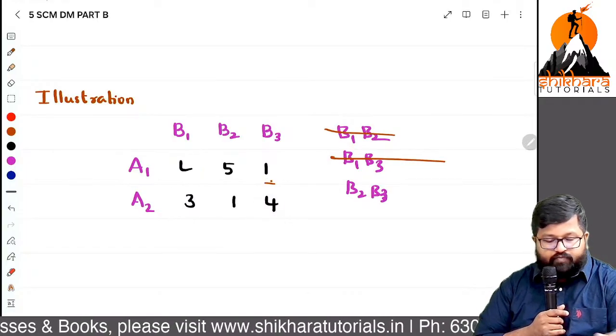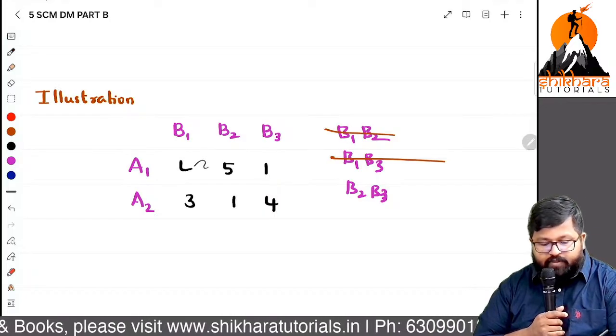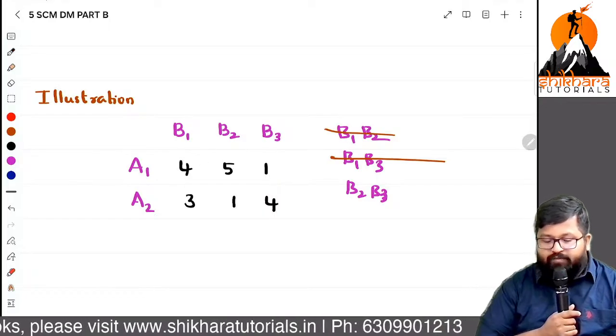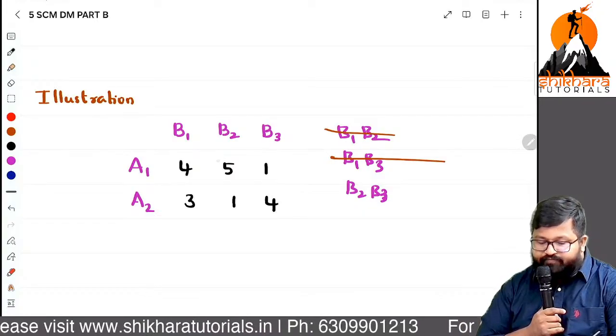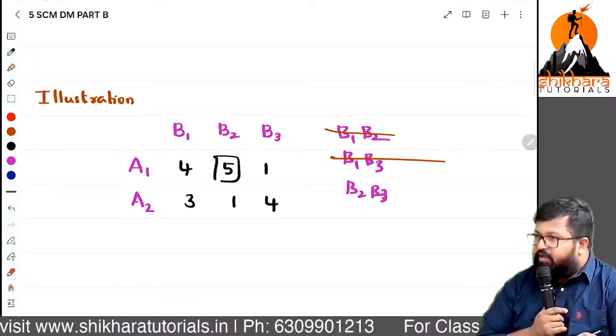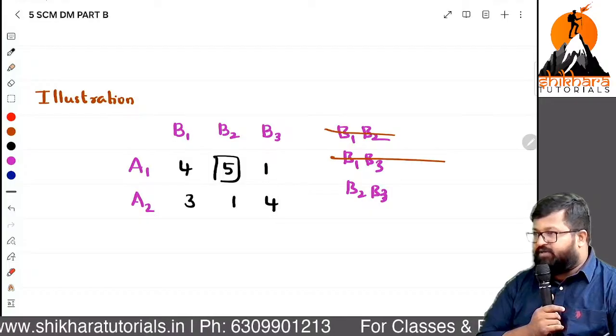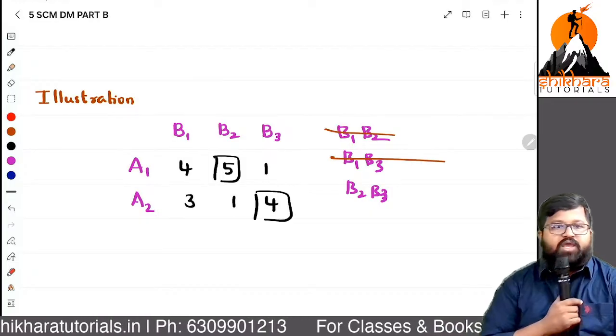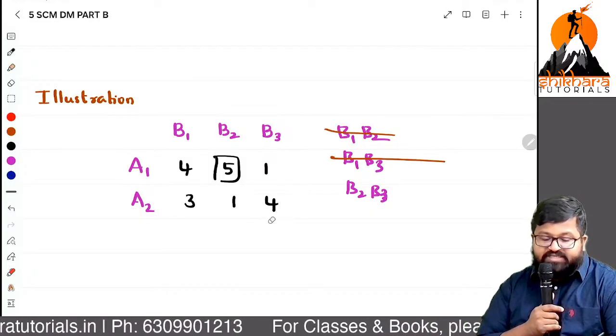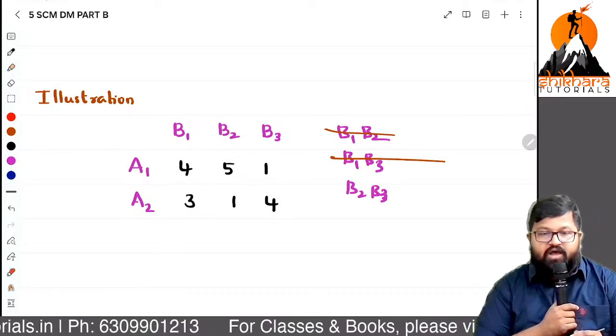B2. Sir, when I am going with the comparison of B2 and B3, where is the highest number, sir? B2. So I am marking there. And in the case of the next comparison, it is in B3. Again, no use. So this is the point where we are in trouble.